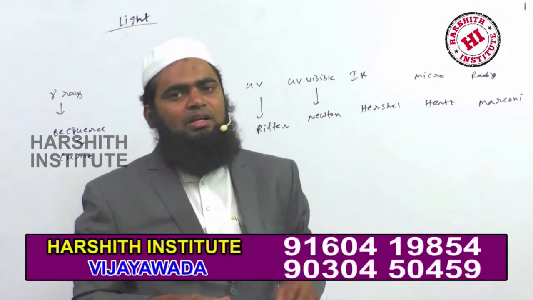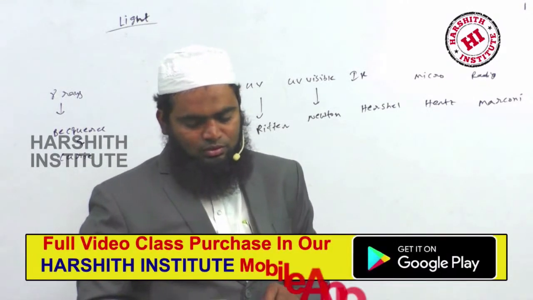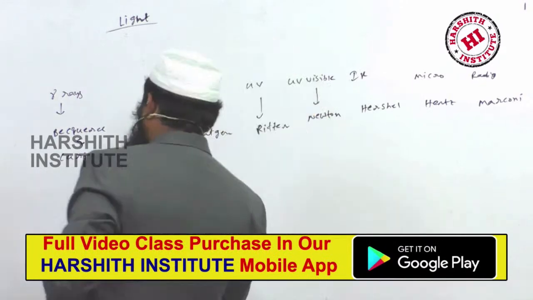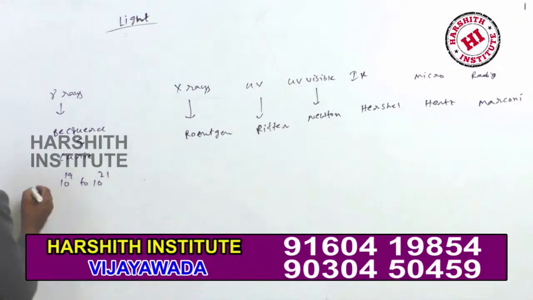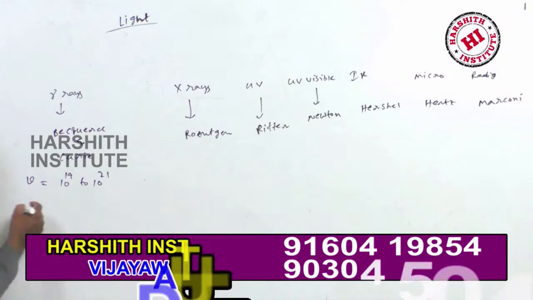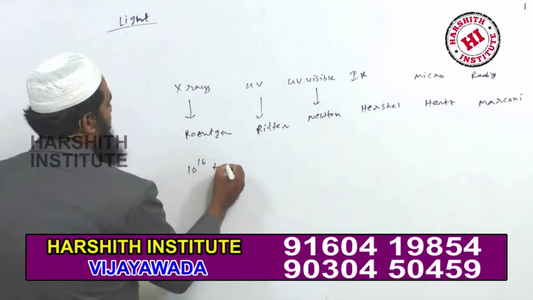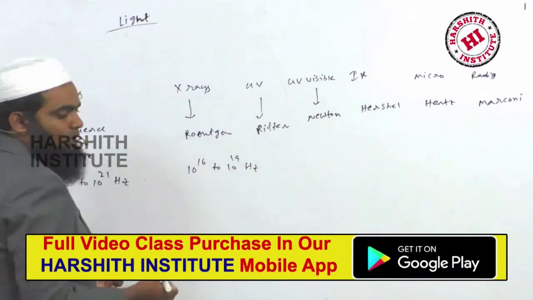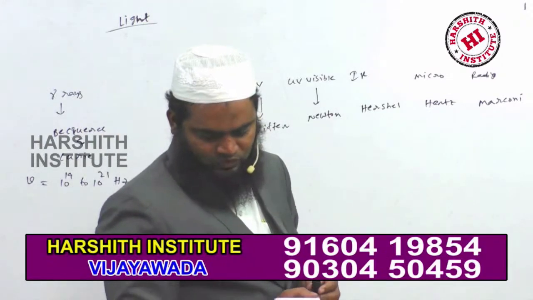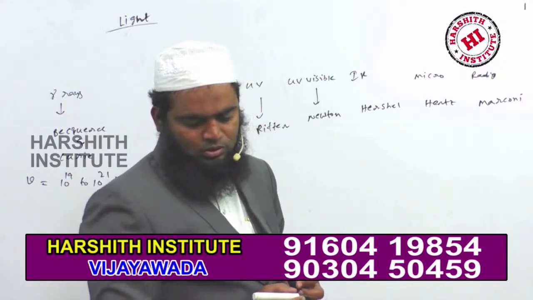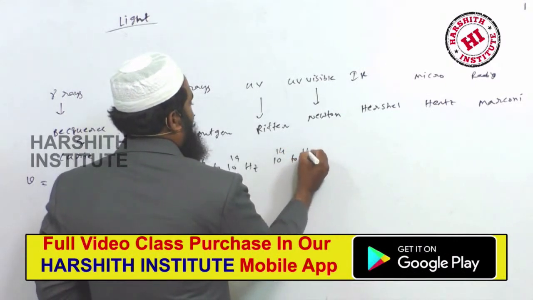But all the different waves do not have the same frequency; they have different patterns also. Now we're discussing the frequency. The frequency of gamma rays will be 10 power 19 to 10 power 21 Hz. X-rays contain 10 power 16 to 10 power 19 Hz. UV rays contain 10 power 14 to 10 power 16.